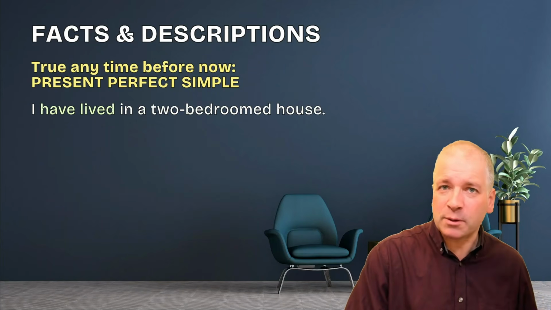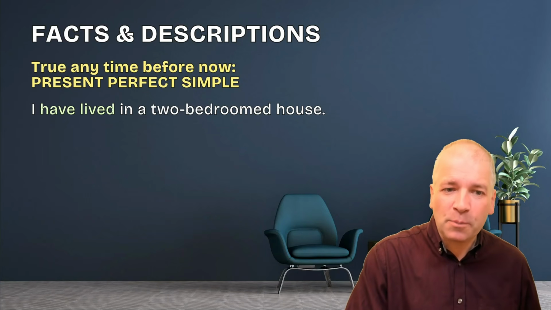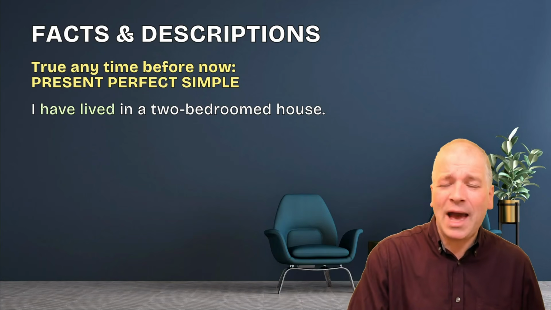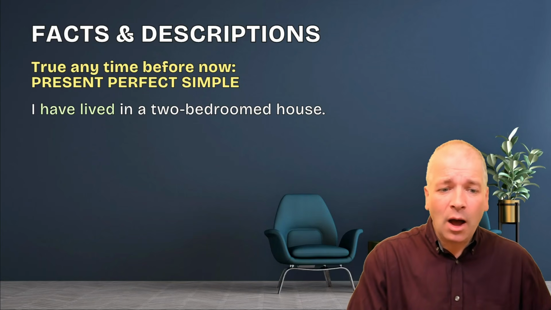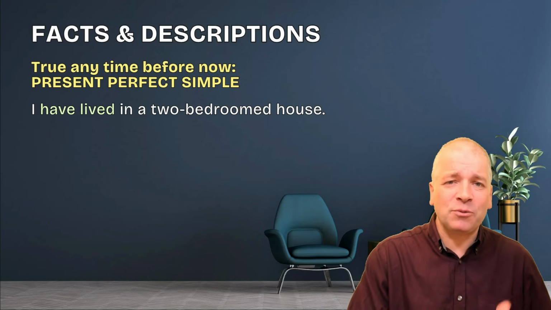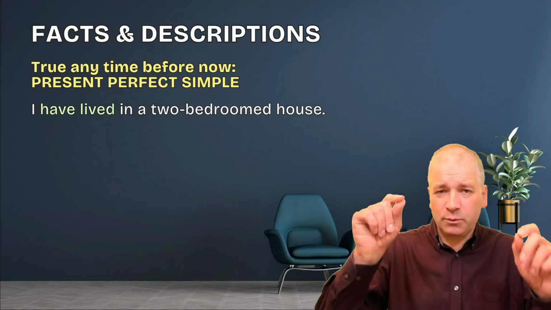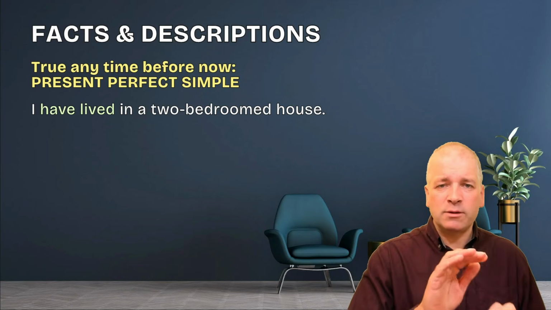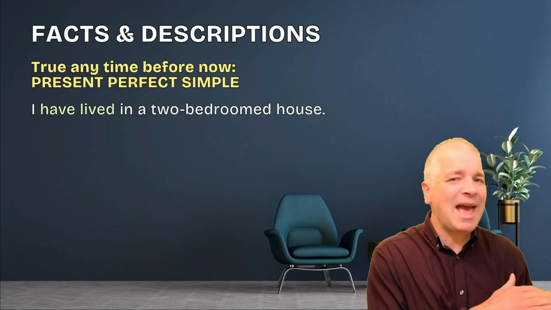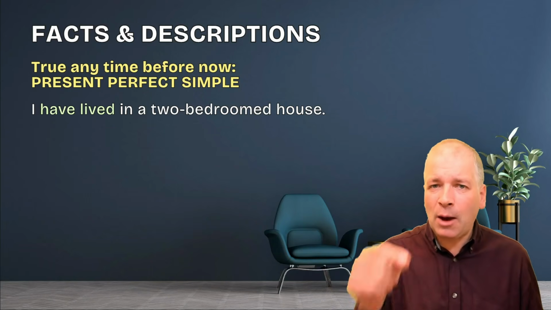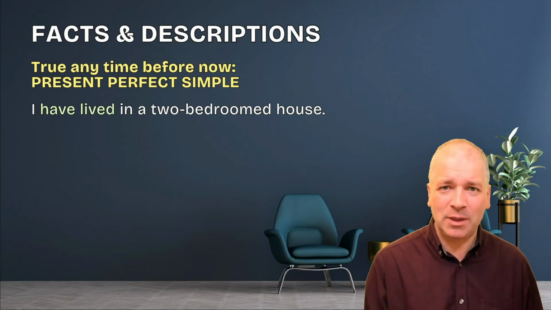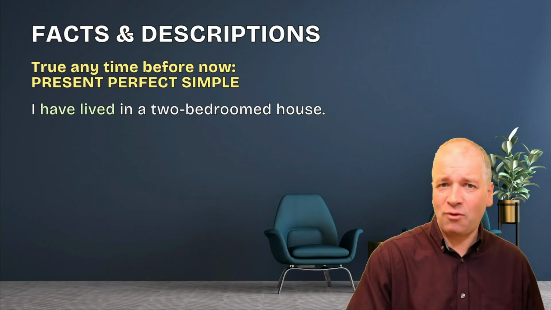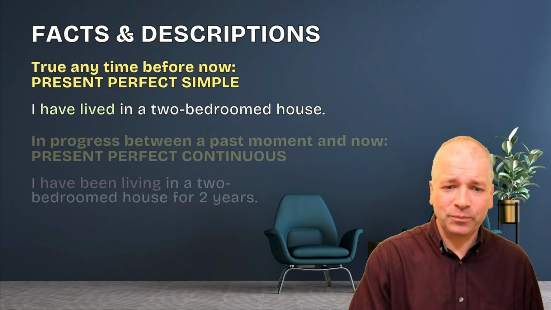Moving on to the present perfect. We use the present perfect with facts and descriptions for things that are true any time before now. I have lived in a 2-bedroomed house. So this was in the past, but we don't know exactly when. There's no time description here. It could be any time in the past. And without that definite time in the past, we will use the present perfect to describe this situation.